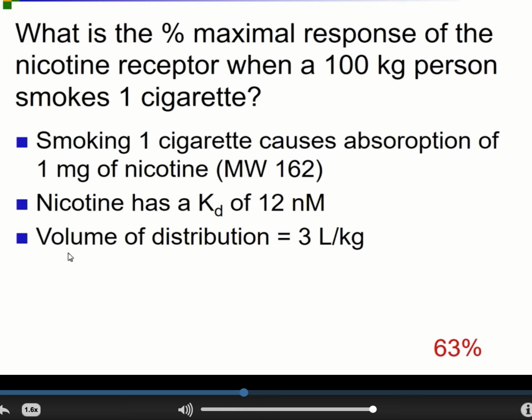Now, to get drug concentration, you had to convert 1 milligram of nicotine into moles of nicotine, and then you had to divide by volume, because molarity equals moles divided by liters. Volume of distribution is 3 liters per kilogram, the person is 100 kilograms, and so the volume of distribution here is 300 liters. Take the moles of nicotine that you calculated, divided by 300, that's your drug concentration in molarity. Convert 12 nanomolar KD into molar, and so it's just 12 times 10 to the negative 9th molar. Plug it into the Langmuir equation, and you get 0.63, or 63%.